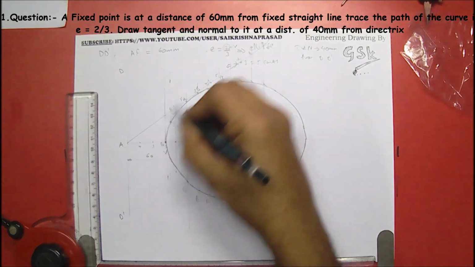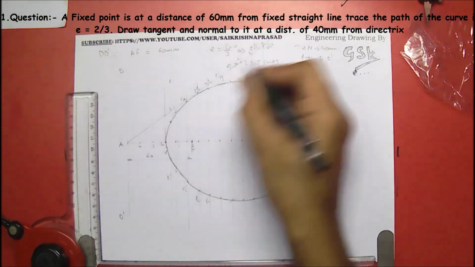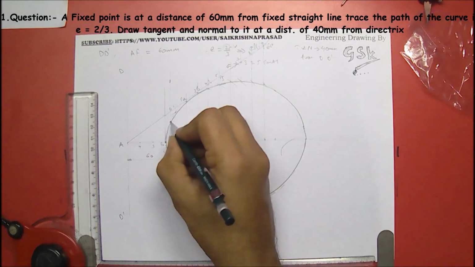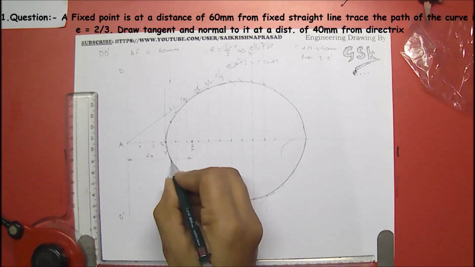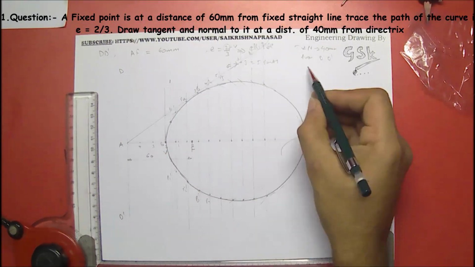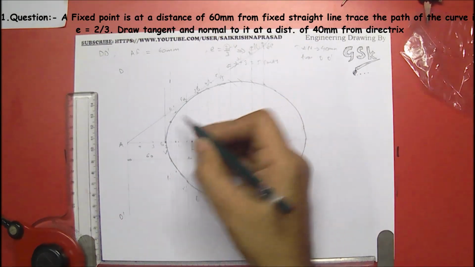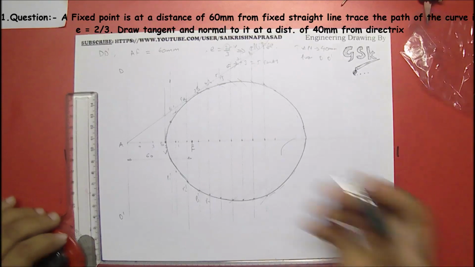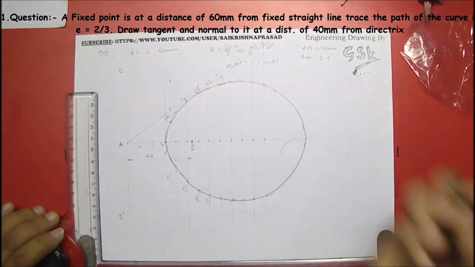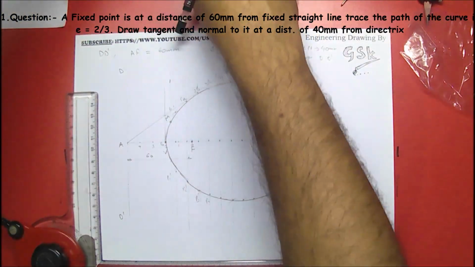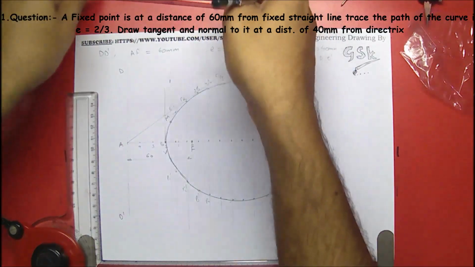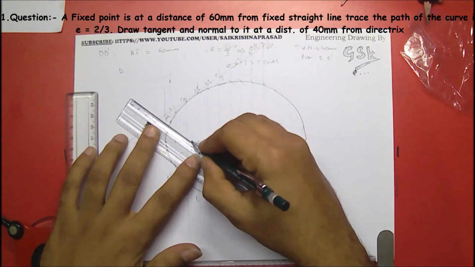This is the point on which we have to draw the tangent and normal on this curve. You can draw above or below, it is touching. It is not mentioned whether you have to draw above or below, so it would be easy to take the above one. So let's take this point M. From M you have to draw a line to the focus.